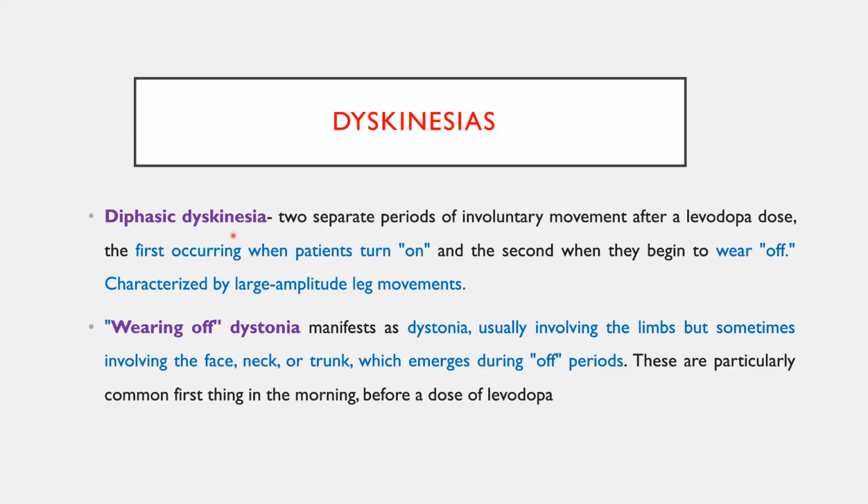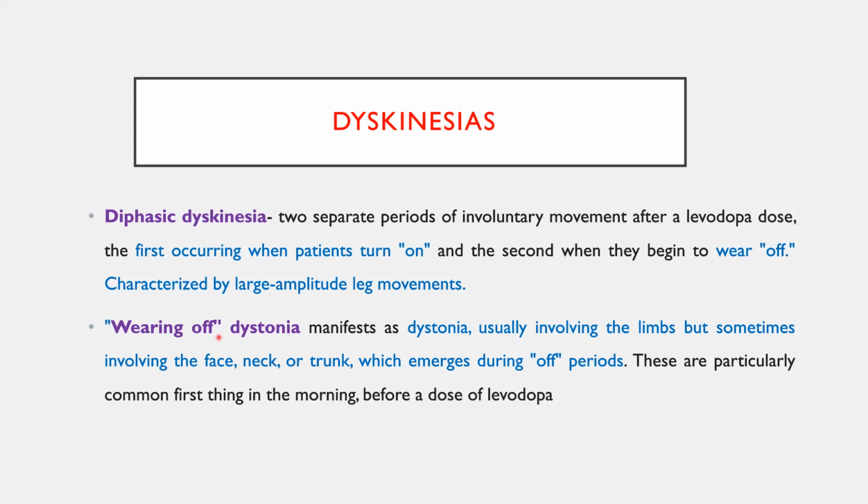On means normal, off means Parkinsonism. Even with the Parkinsonism features, along with that the patient is having large amplitude movements. In this setting, the patient is having both kinds of dyskinesia during on and off. This is called diphasic dyskinesia. It is very difficult to treat. And then off-period dystonia. At the off period, the patient starts having dystonia involving the limbs and other parts of the body. This is called weaning off dystonia.